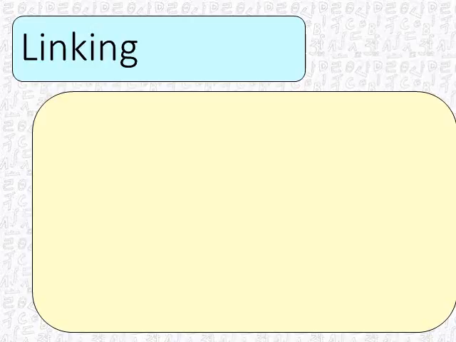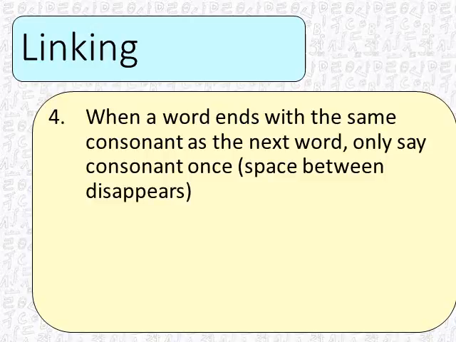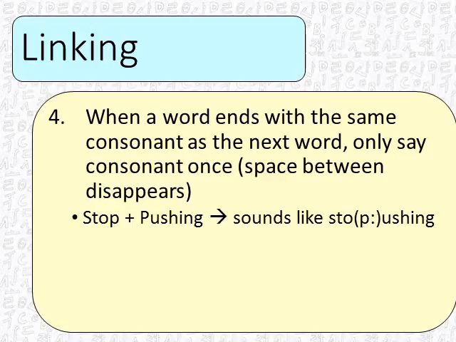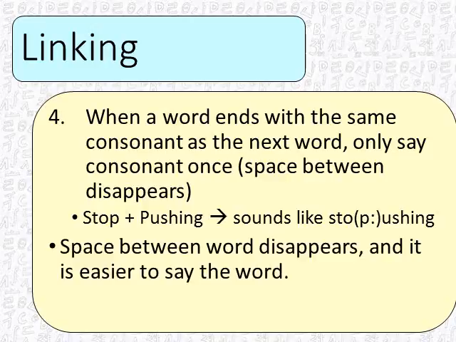Another example of linking is when a word ends with the same consonant as the next word. You only say the consonant once, the space disappears. For instance, "stop" plus "pushing." It's going to sound like "stop pushing." The P may be held a little bit longer, but there isn't a gap between the two words. You don't say P in the middle of the words.